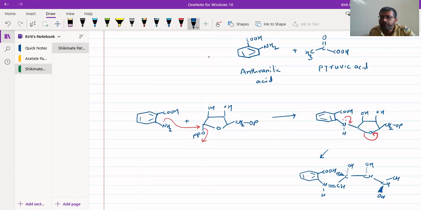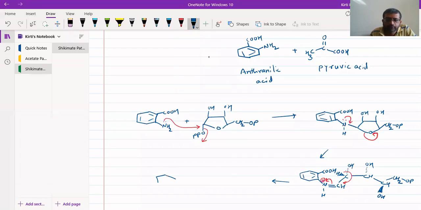This will be CH2OP. So this compound we will get. Now this compound then loses hydrogen, because here the nitrogen was having positive charge, so it loses this proton, and the electrons are relayed back to the nitrogen.